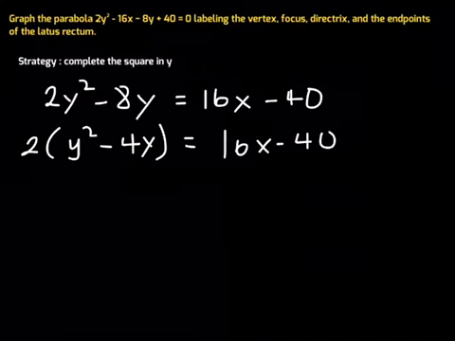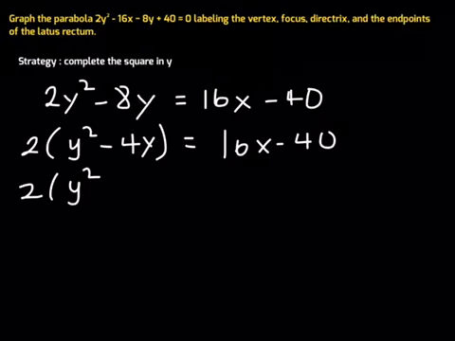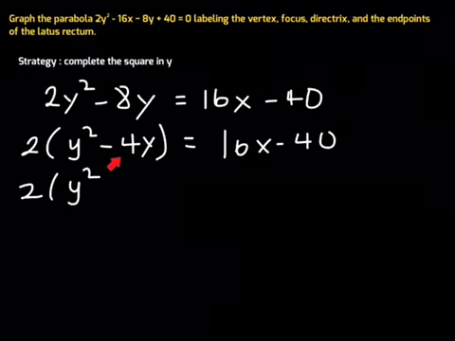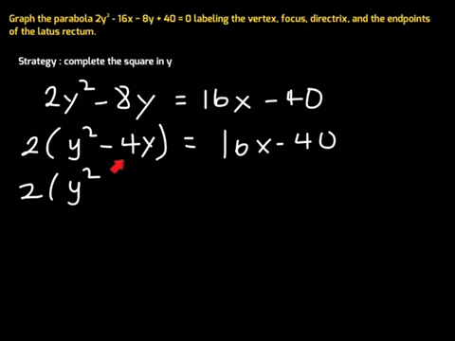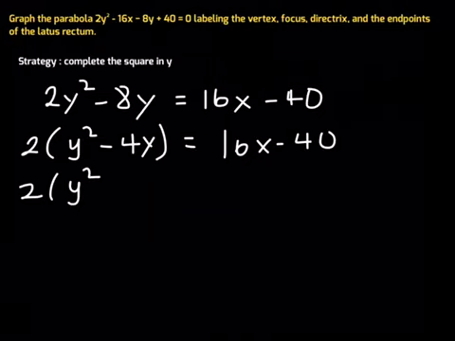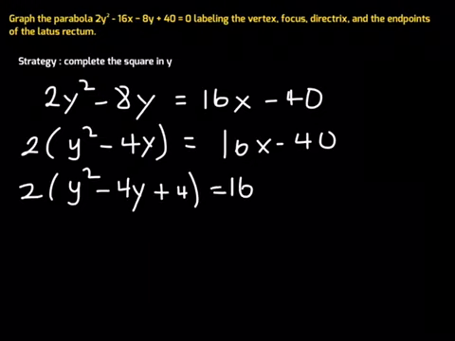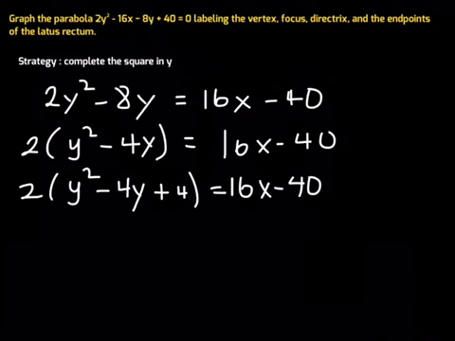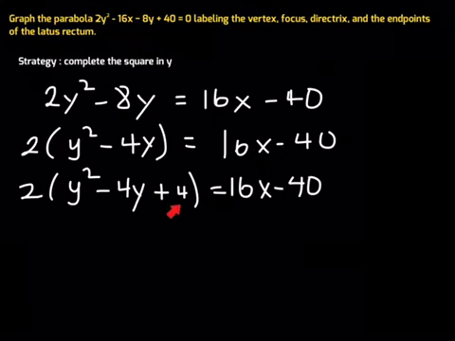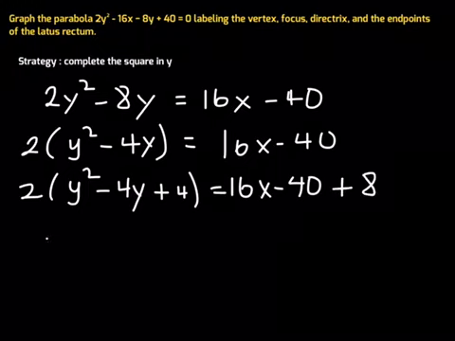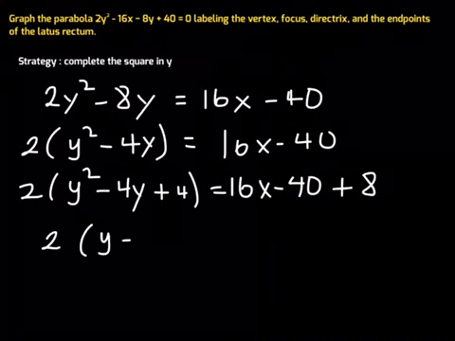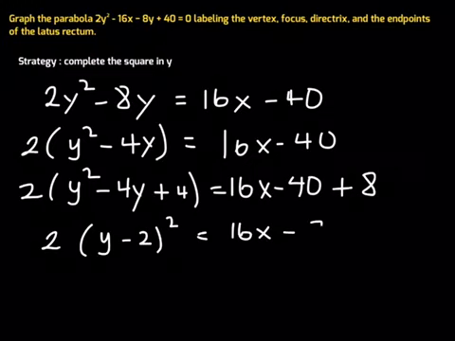Now, let's complete the square. We've done this a few times now. I'm going to take half of -4, which is -2, and square -2, which gives you +4. So the number that I'm adding is +4 right here. Whatever you added to the left, you must add to the right. Now, you added much more than just 4. You've added 2 times 4, so you've added 8 to the left-hand side, and we must add 8 to the right-hand side. So the left-hand side now is 2 times y minus 2 quantity squared is equal to 16x minus 32.